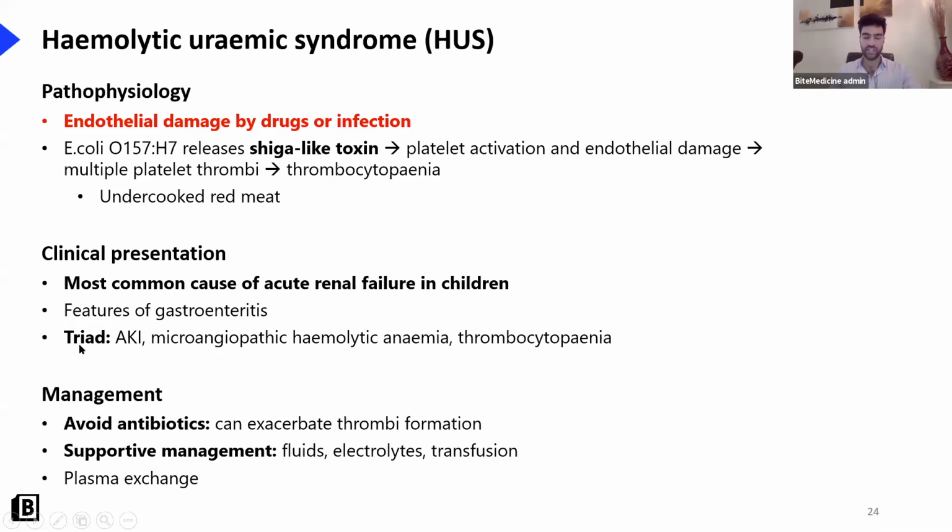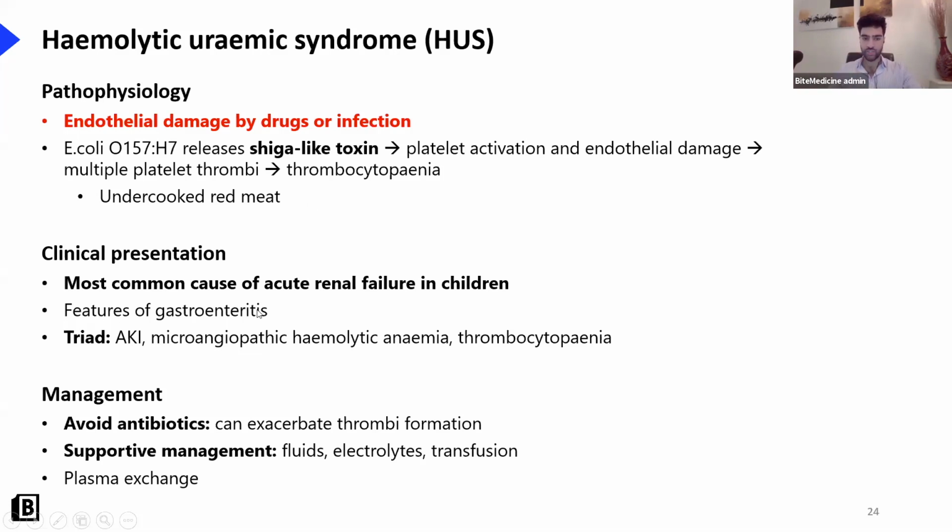Again, looking down here, the triad is the most important thing to learn for this condition. As we said, they get a thrombocytopenia. As we said, they get a microangiopathic hemolytic anemia. They also get renal failure because you get clots forming in the kidneys.